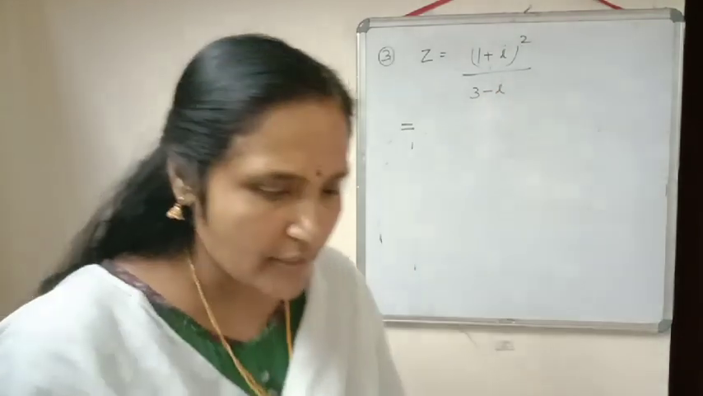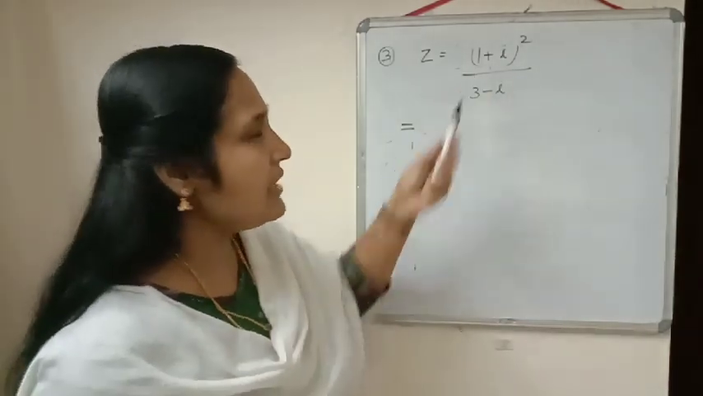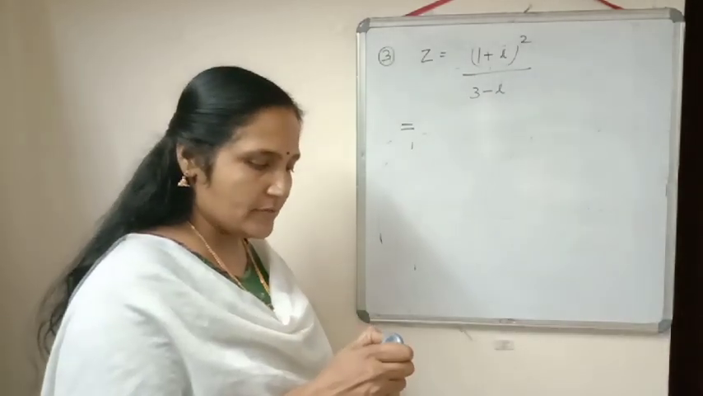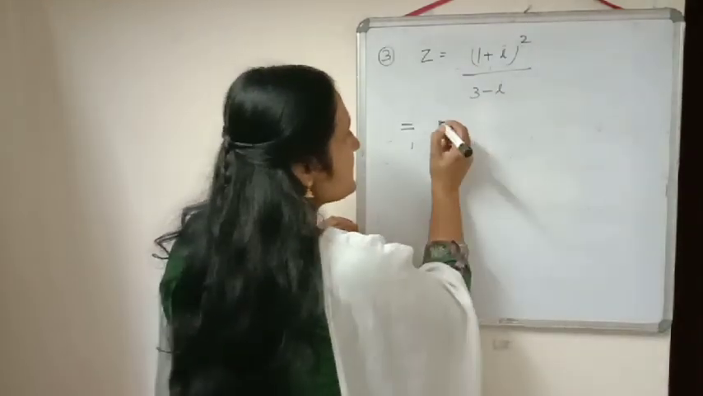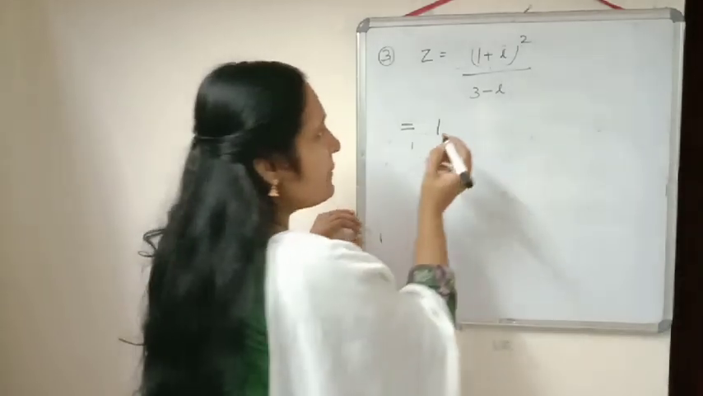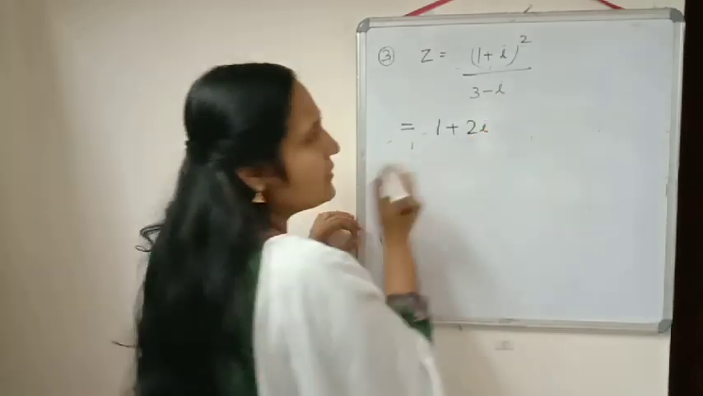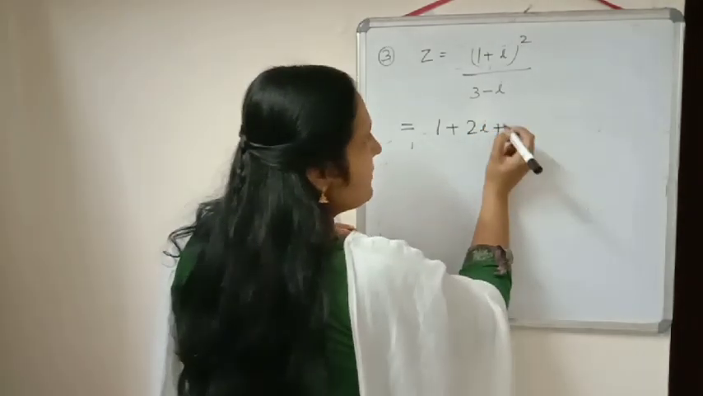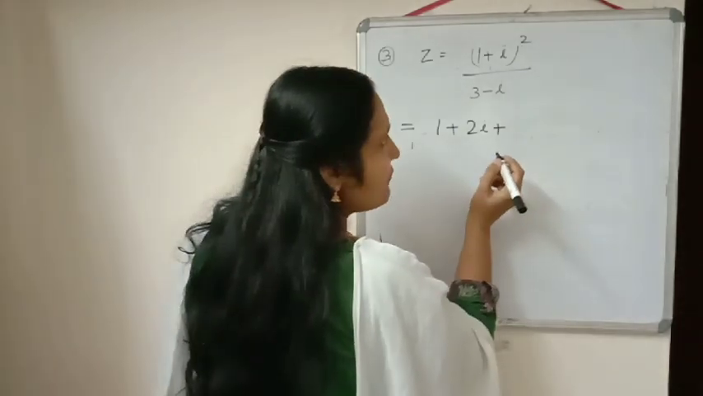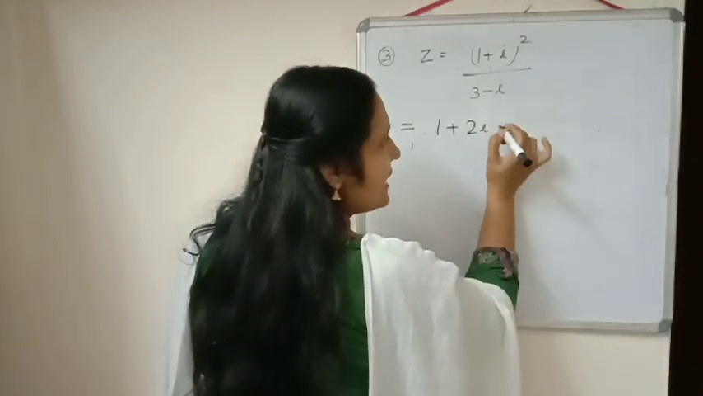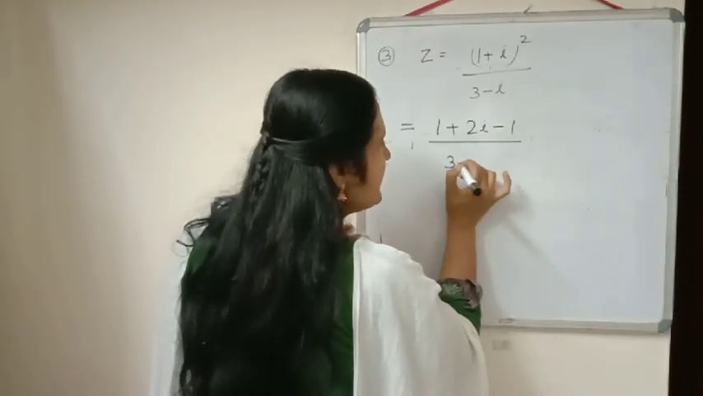So first we can convert it into standard form. So what will we do? First we will simplify the numerator using the identity (a plus b) the whole square. Then it will be equal to a square, that is 1, plus 2ab, so 2 into 1 into i, so we will get 2i, plus b square, that is plus i square. And what is the value of i square? Minus 1. So shall I write directly here minus 1? Okay, by 3 minus i.